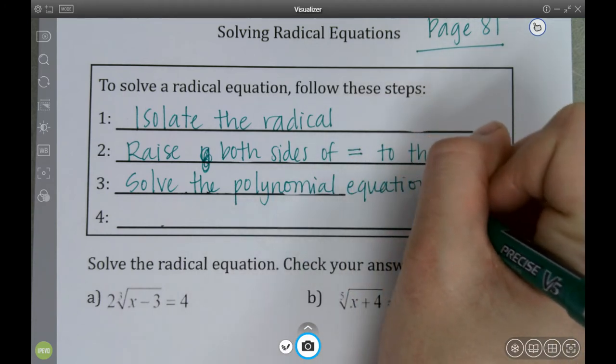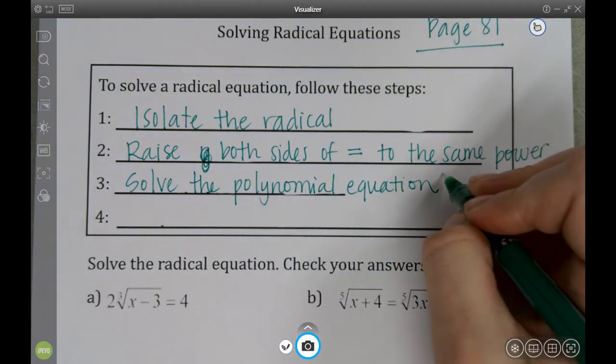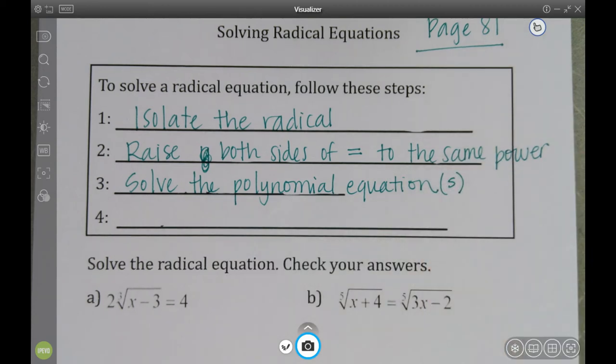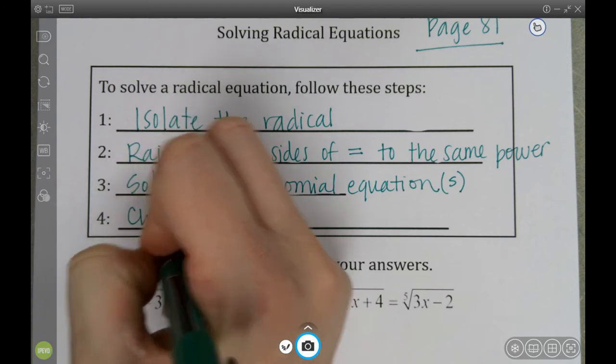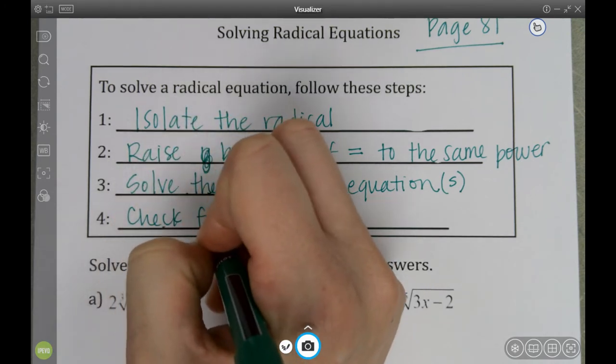Okay, what can you do? And then check for extraneous solutions.